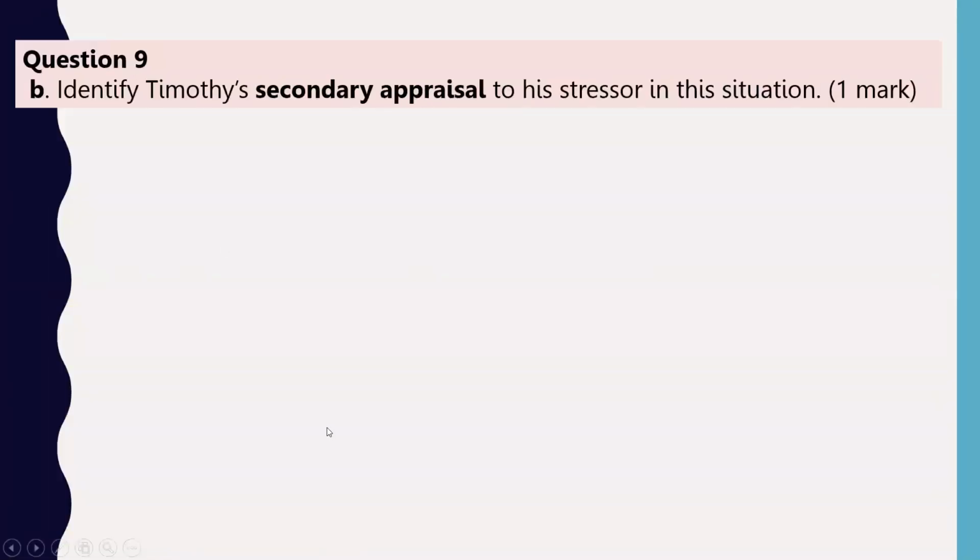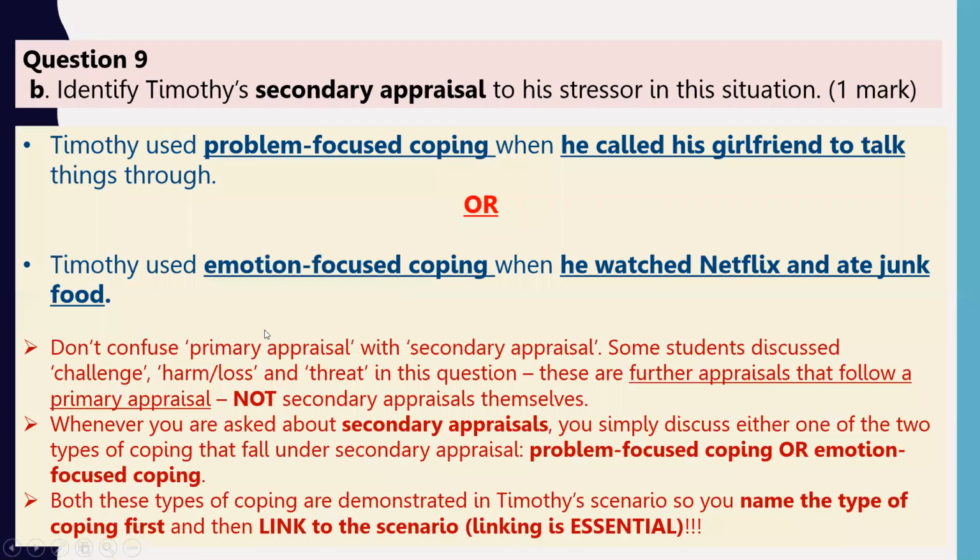So an example of an answer you could talk about was, you could talk about the fact that he uses problem-focused coping when he calls his girlfriend to talk things through. Now that's problem-focused because he's trying to deal with the actual relationship issue by talking about it. Or you can talk about the fact that Timothy used emotion-focused coping, which was kind of the less productive coping method, but it was still good to cheer him up and to make him feel a little bit better. So he watched Netflix and ate junk food by himself.